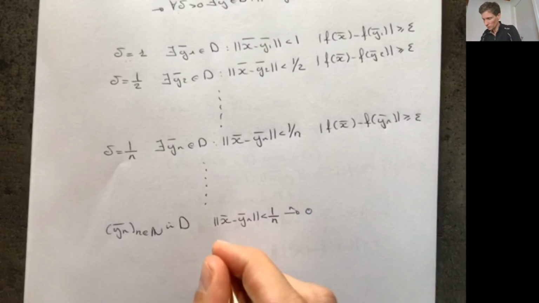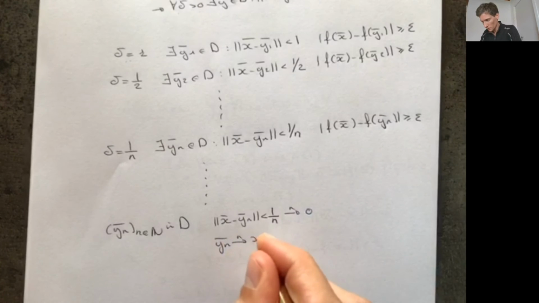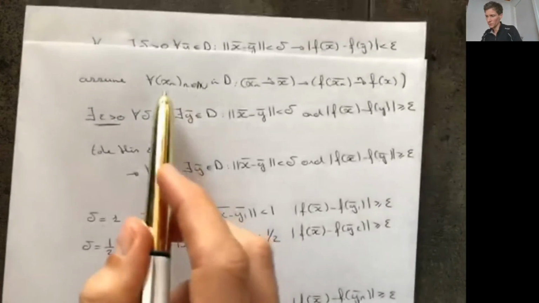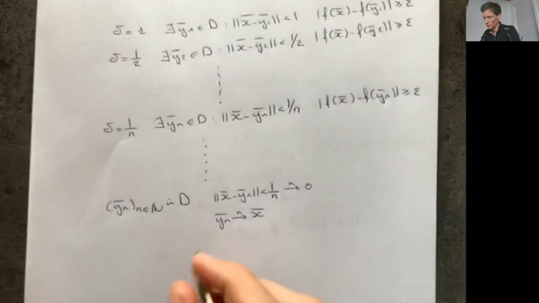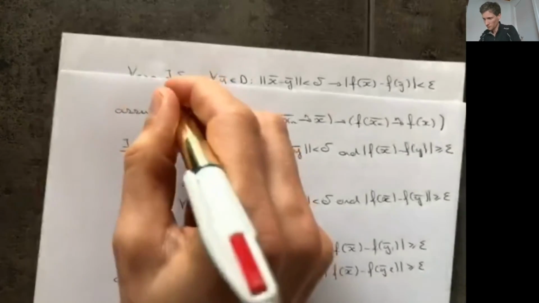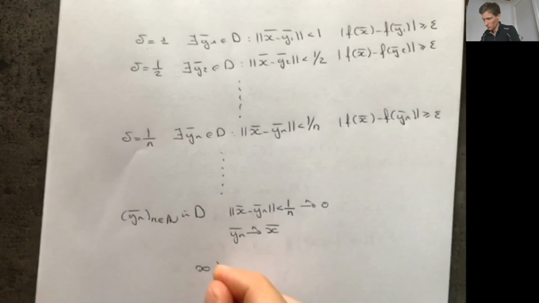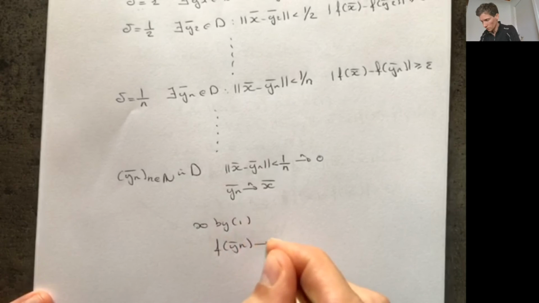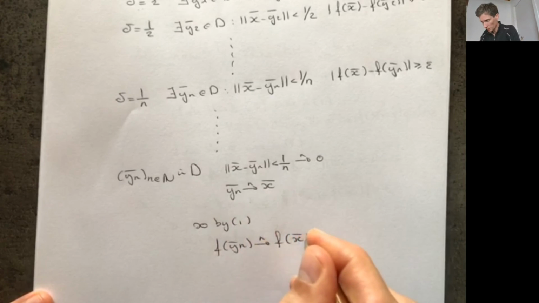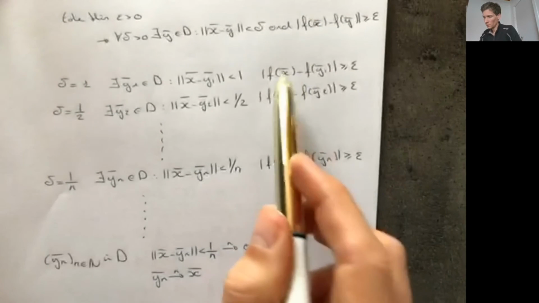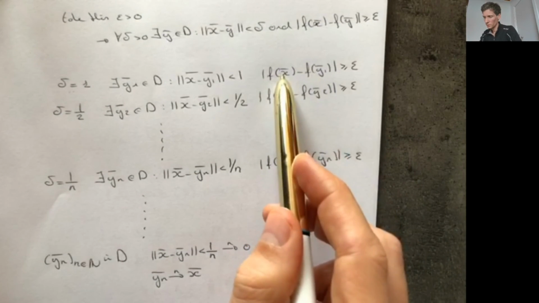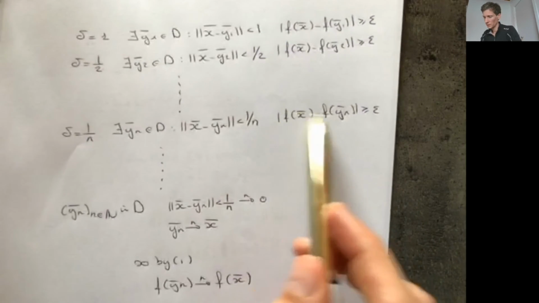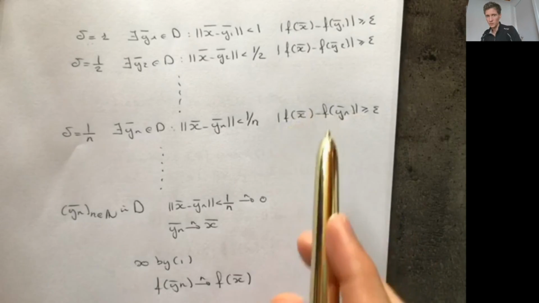So by the convergence lemma we have that yn converges to x. Okay, so we have a sequence in the domain that converges to x. So by the first assumption here, if you call this 1, by 1 we have that f of yn converges to f of x. On the other hand, f of y1 is epsilon far away from f of x. f of y2 is also epsilon far away from f of x. f of yn is epsilon far away from f of x.